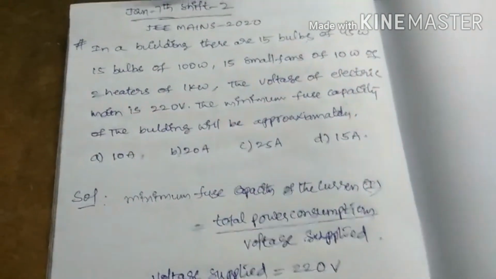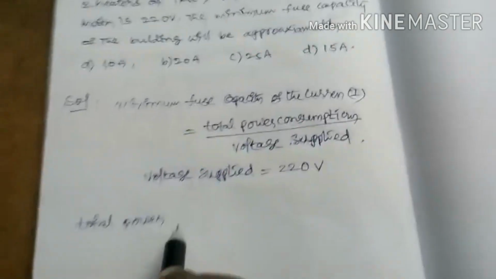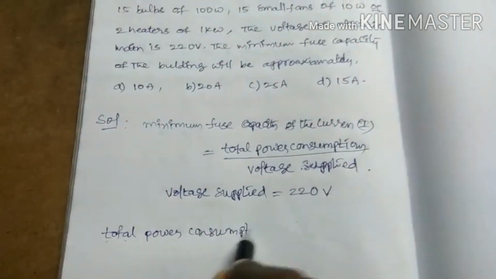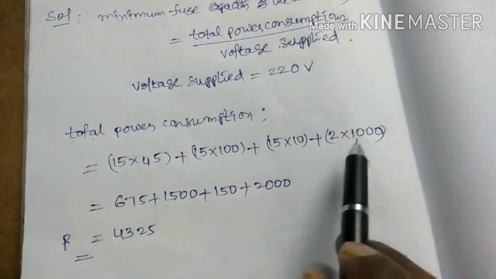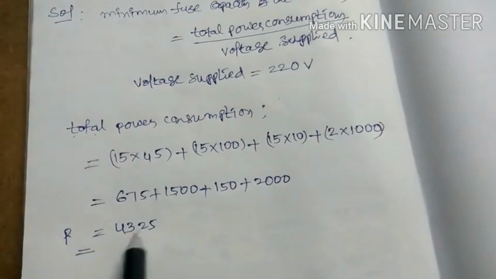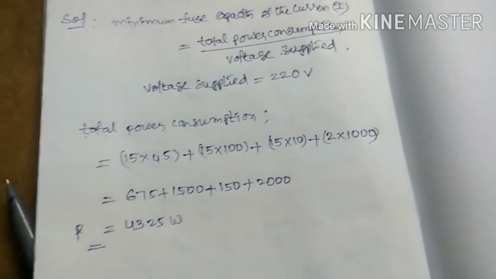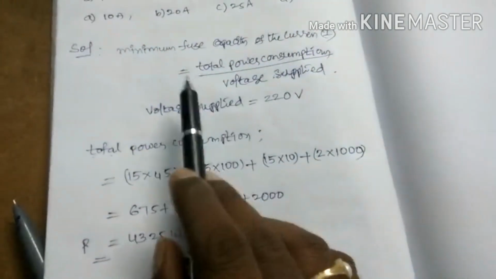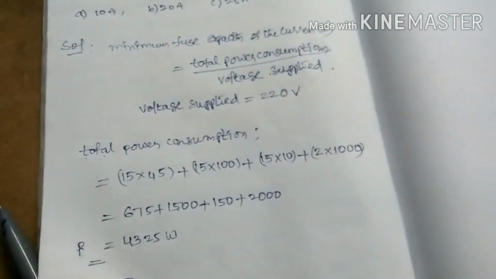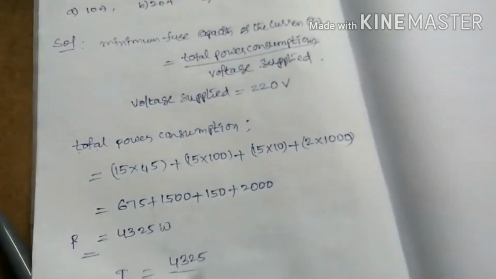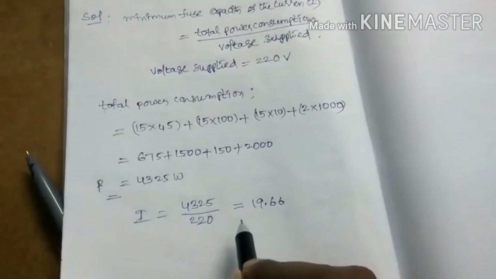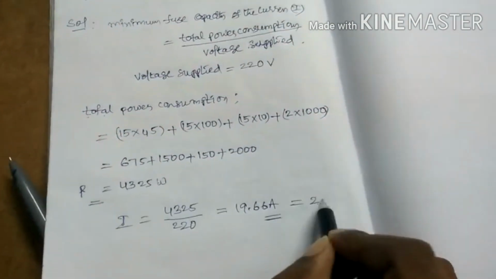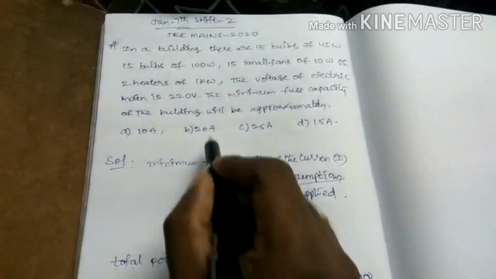Therefore the total power consumption is: 15 into 45 is 675, 15 into 100 is 1500, 15 into 10 is 150, 2 into 1000 is 2000. So the total power consumption is 4325 watts. The minimum fuse capacity, the current I, is equal to the total power consumption 4325 watts divided by the voltage supplied, 220, which is 19.66 ampere. It is approximately nearer to 20 amperes. Therefore option B is the right answer.